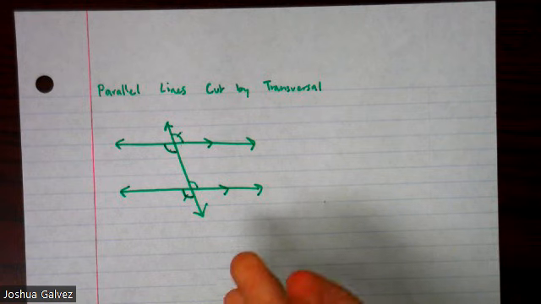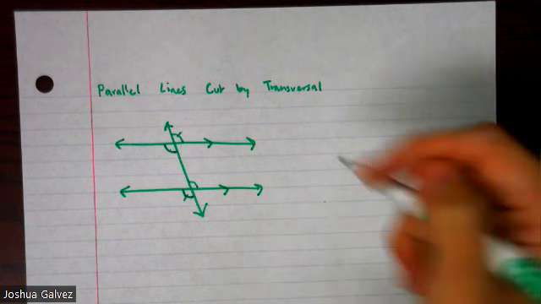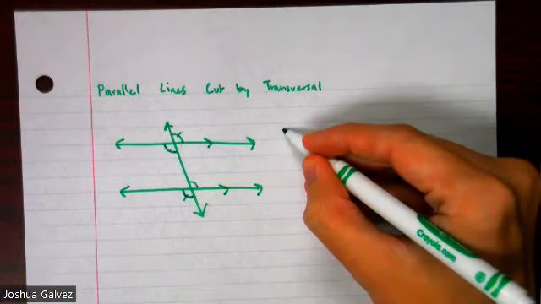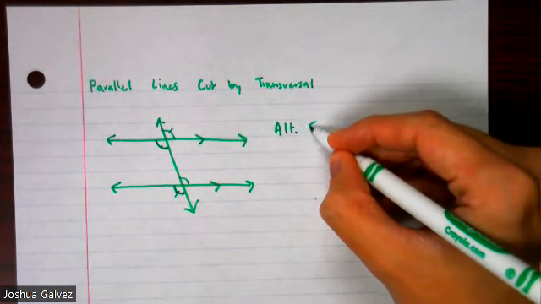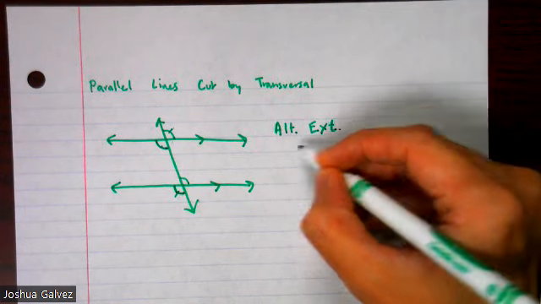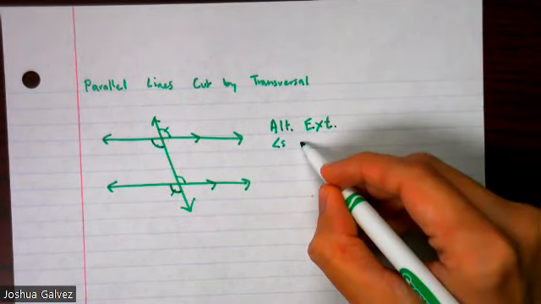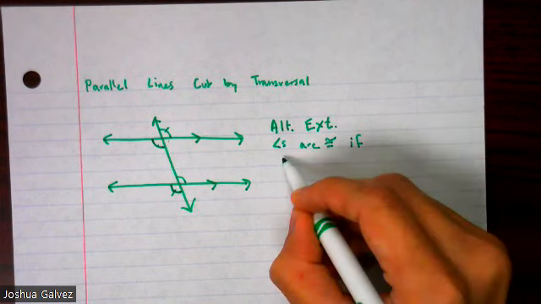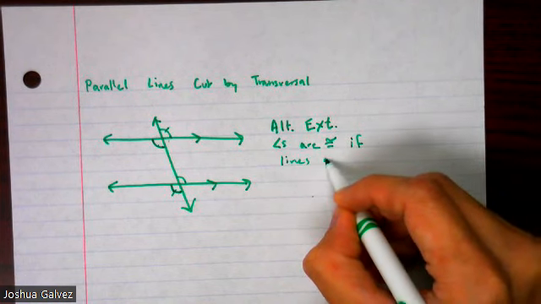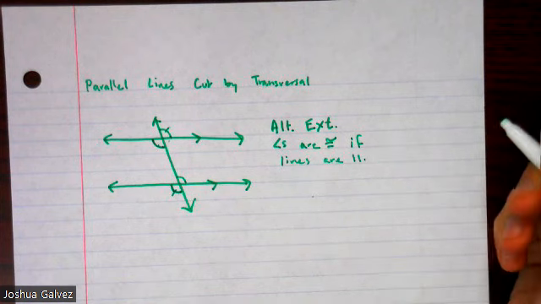But this congruency also has a name, which is alternate exterior angles, and a lot of times we abbreviate it. Alternate exterior angles are congruent if the lines are parallel. Okay.